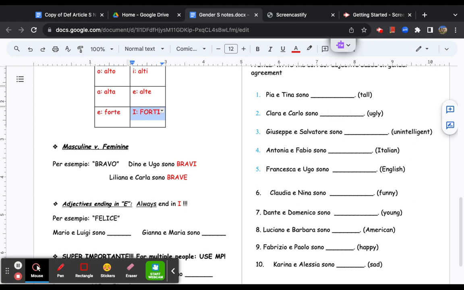If we're talking about due maschi, two men, it will become forti. If we're talking about due femmine, two women, it becomes forti. If we're talking about a boy and a girl, it becomes forti.